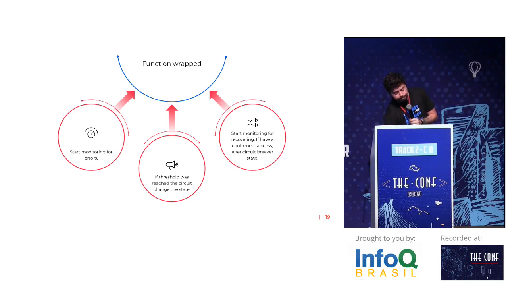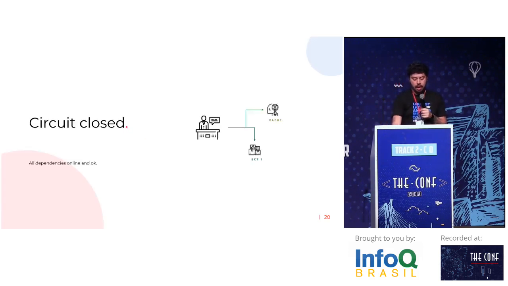So I have an example. This will be my circuit closed. I have a service here. I have external dependency number 1. I have a cache layer, the simple service. But I have all dependencies working well. Everything is good. Everything is online. So I have my circuit closed.